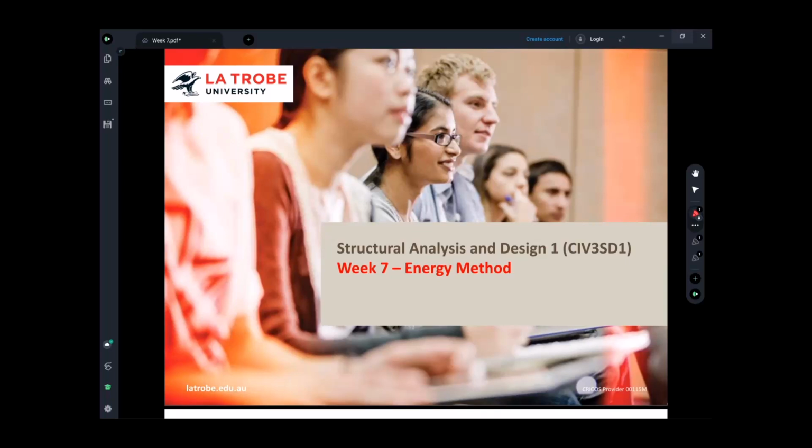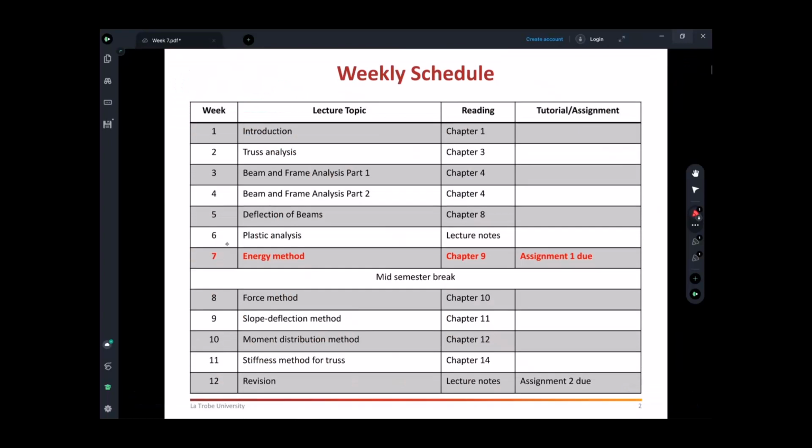All right, now, as I mentioned, we are going to use energy methods to calculate the deflection in beam, truss, and frame. So those are the methods that we're going to learn today. Here we are halfway through. We complete all these 6 weeks, so 50% of the job is completed.